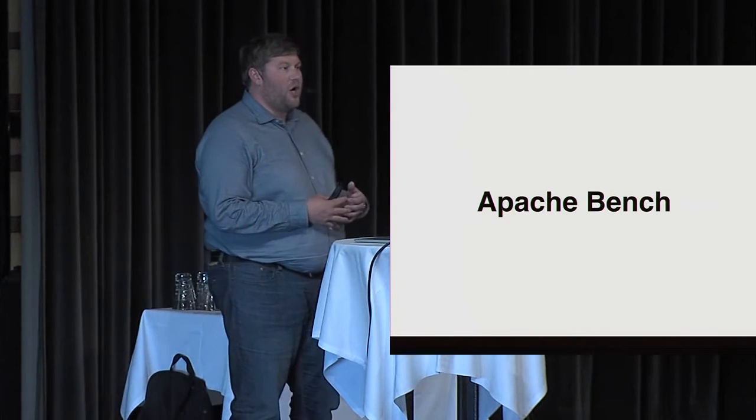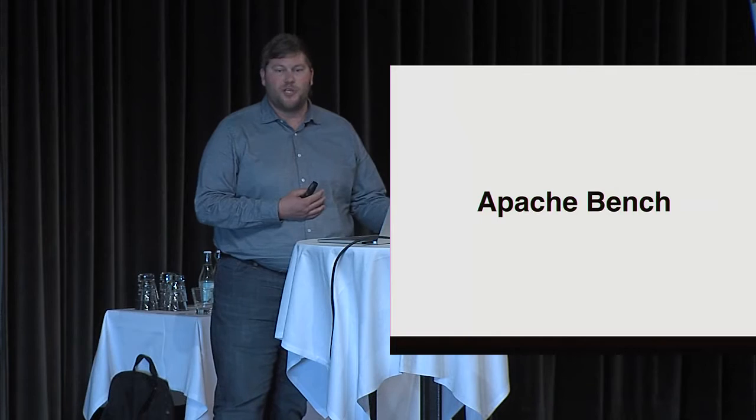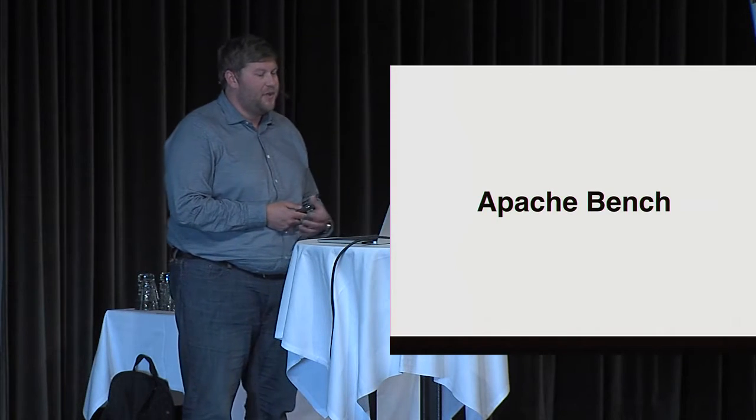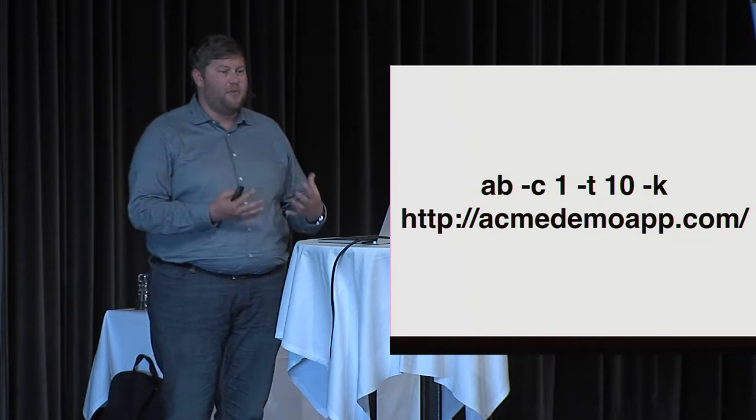I don't need to go through a complex user flow. I just want to understand if I go to the home page, how many concurrent users can go to the home page at a single time. So for this, we'll install Apache Bench, and then you have access to the AB command.